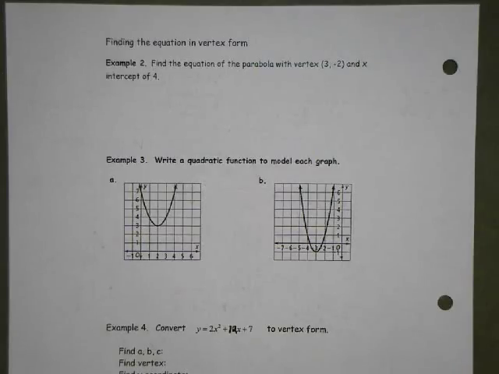Next thing. We have it where you've been given the vertex and you've been given an x-intercept of 4 and it wants you to actually create the equation. So now we're going to work our way back. Just like when you had x equals 3 and x equals 4, you were able to put the two factors together and work your way back to the actual quadratic. When you have a vertex form, you can do the same thing.